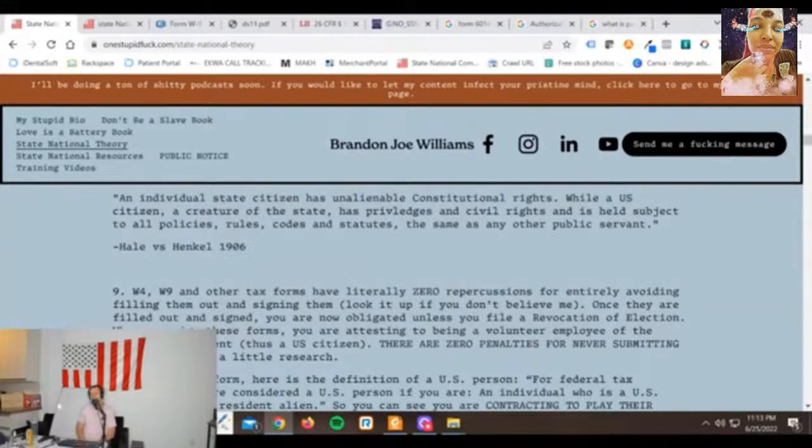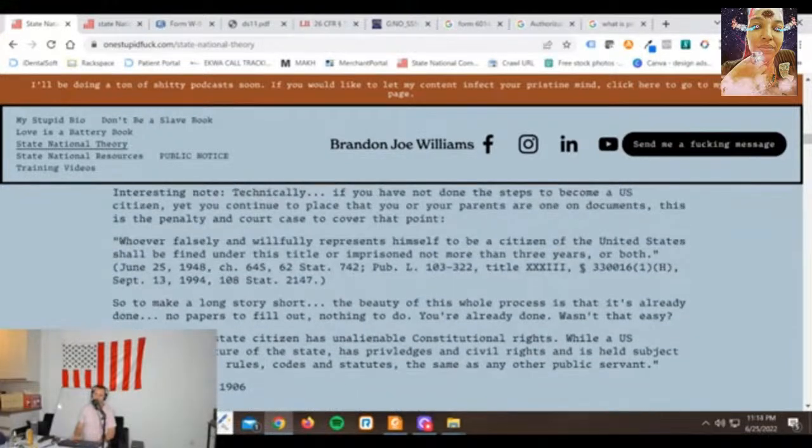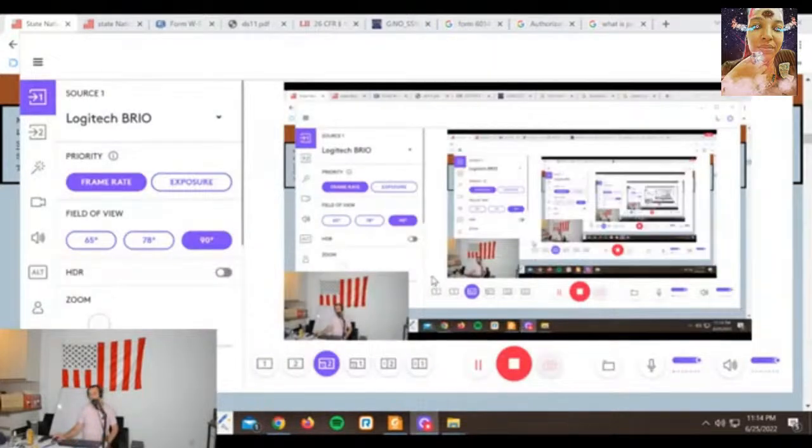We've already gone over this many times, so I'm not going to beat a dead horse. Basically, in order to become a real human, you have to change your status from U.S. citizen to state citizen. They call it a state citizen / U.S. national. I know it's really confusing because you think, oh, it has the word citizen and the word U.S., so we're screwed.